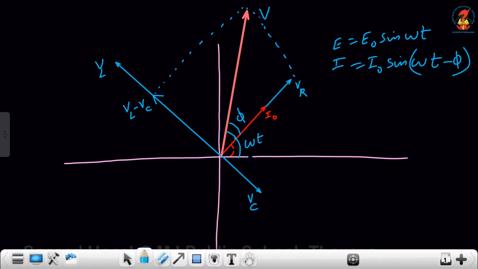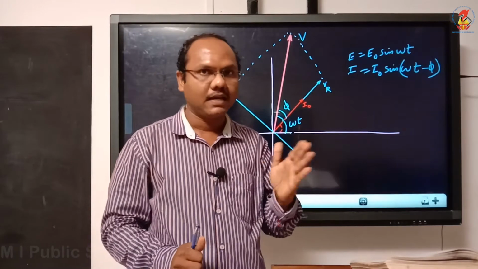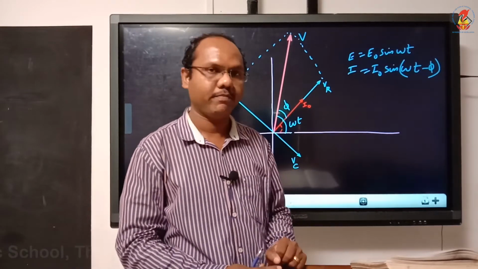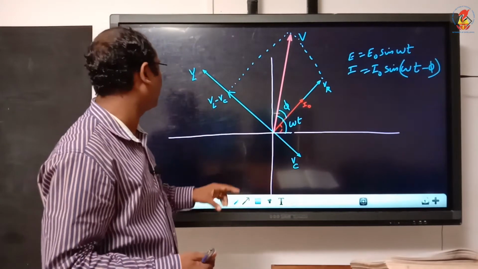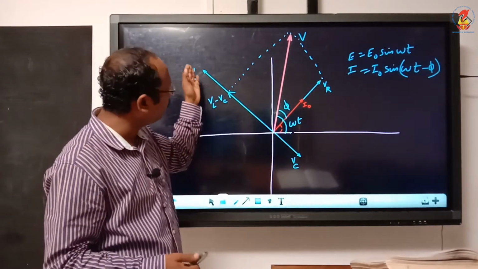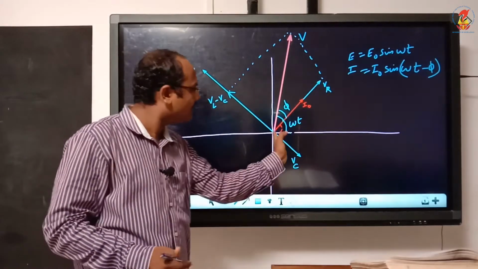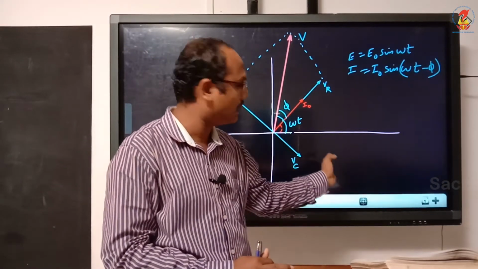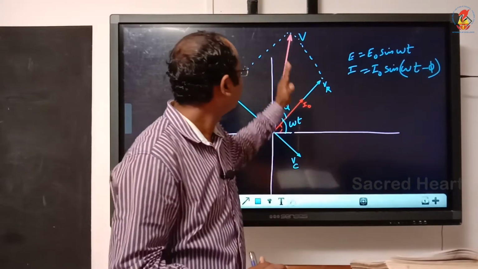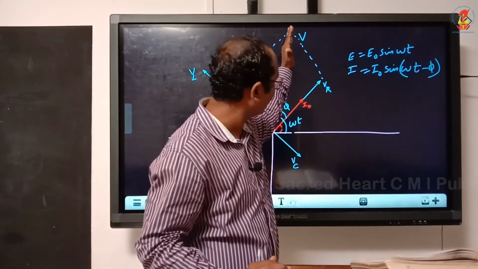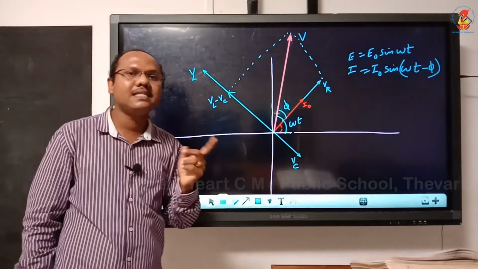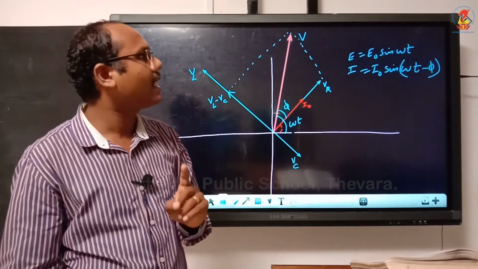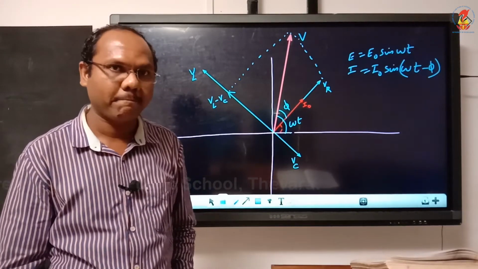I is equal to I0 sin(omega t minus phi). So from here it is clear that the current is lagging by an angle phi. Now what would happen if VL is less than VC? Then the graph will be like this. VC minus VL will come on this quadrant. So the resultant voltage would come in this quadrant. That means if VC is greater than VL, the current will be leading by an angle phi.